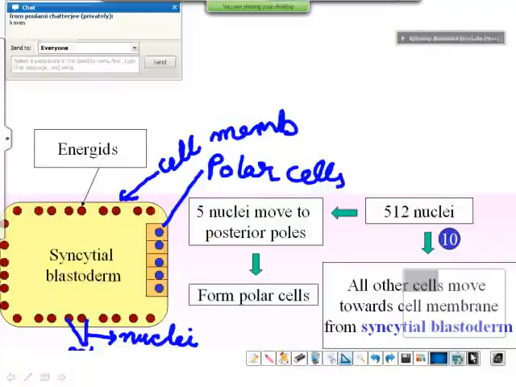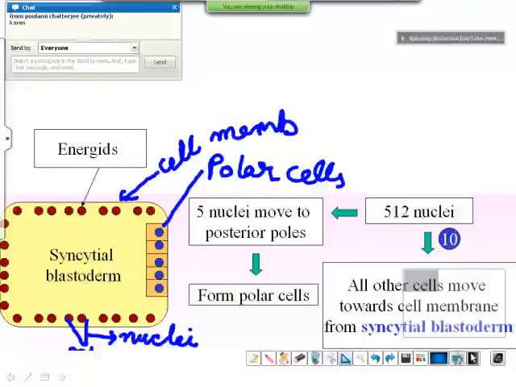So derm, and blasto, why? Because this will actually lead to blastula. After cleavage, you will get a blastula. So yes, this is the blastula stage. That's why it is blastoderm. Why is it syncytial?